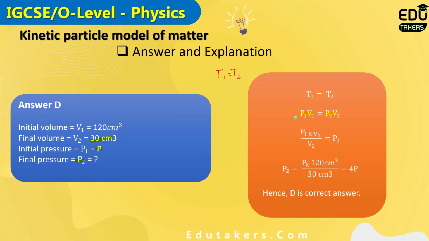According to Boyle's law, you know that the product of the pressure and volume is constant. That's why P1 V1 equals P2 V2. Then rearrange this formula and make P2 the subject. You get P2 equals P1 V1 over V2. Just put in the values: P1 equals P, V1 is 120 cubic centimeters and V2 is 30 cubic centimeters. You get that P2 comes to be 4P. It means that the new pressure P2 equals 4 times the initial pressure P. Hence, answer D is correct.